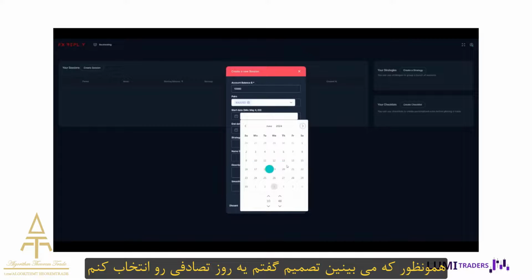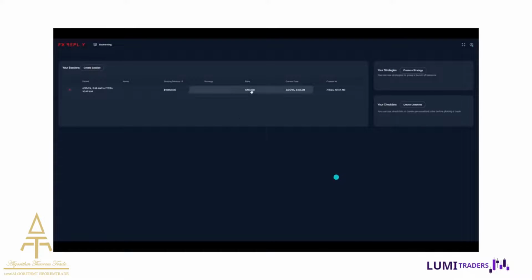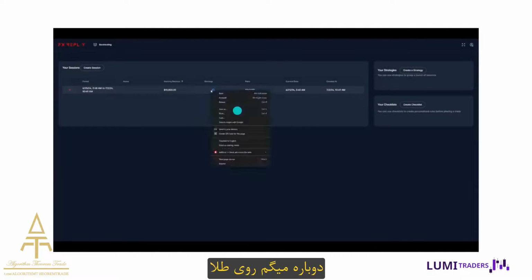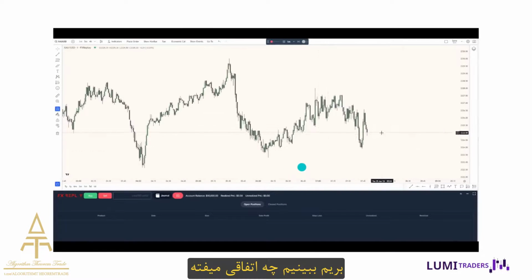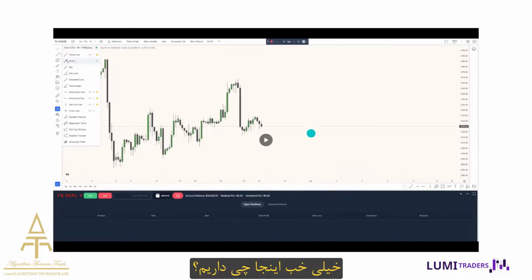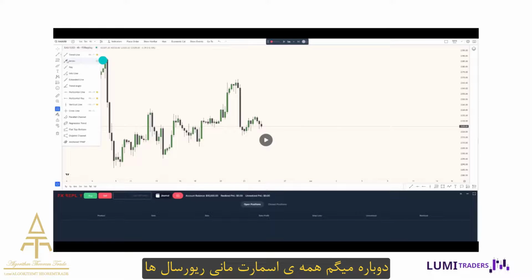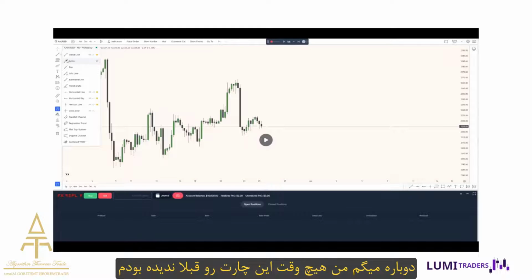As you can see, I'm just trying to choose a random day, random time, and once again gold, and I decided to start the session. Let's see what is going to happen there. Well, what can I see here? I started my analysis from the high time frame. Once again, as we know, every single smart money reversal starts from a higher time frame. Always, always, always. So I decided to open the 4-hour chart.